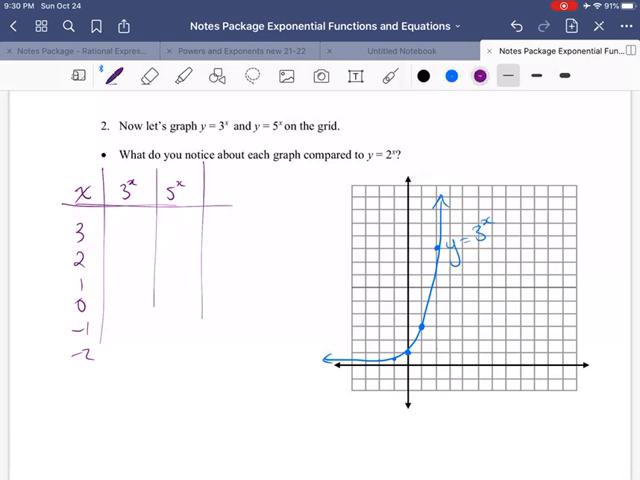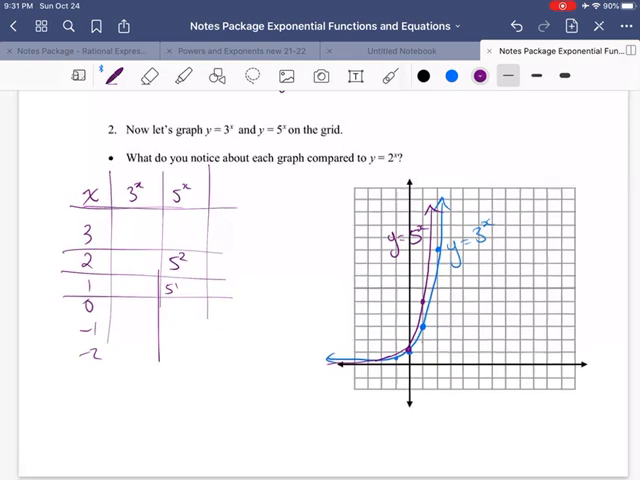And let's do 5 to the x. So for example, 5 squared would be 25. So at 2, it's going to be 25. That's not helpful. And at 1, it's going to be 5. And then at 0, it's also at 1. And then it's going to follow a similar pattern. So it's just a little steeper. So that's y equals 5 exponent x.